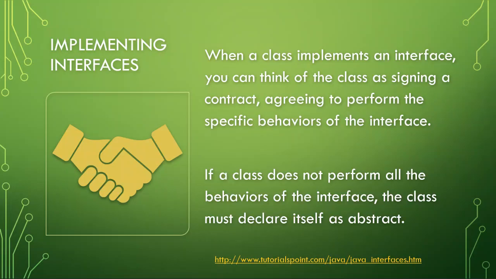When a class implements an interface, you can think of the class as signing a contract and agreeing to perform the specific behaviors of the interface. If a class does not perform all the behaviors of the interface, the class must declare itself as abstract. That's going advanced. You can look more into abstract classes if you haven't already. It's not exactly important right now.